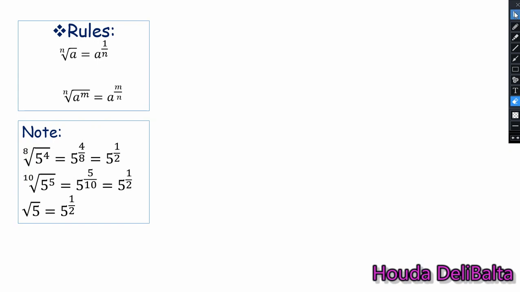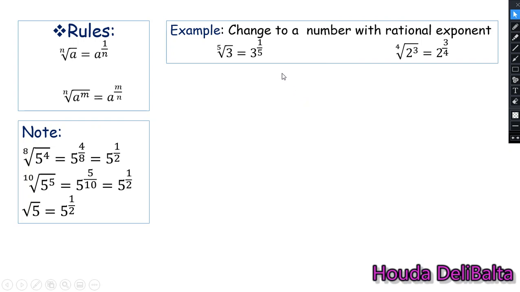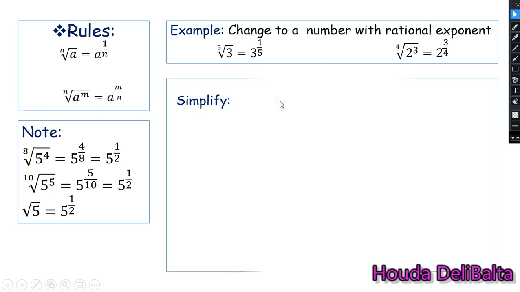Now, finally, here are more examples. Using nth roots, we have to change to a number with rational exponent. So we have it in the form of an nth root, and we are going to change it as a number with a rational exponent. So as you see here, we have 5th root of 3, then here is 3 power 1, then it is 3 power 1 over 5. It's a very easy idea. So here 4th root of 2 cubed is indeed 2 to the power 3 over 4, and by this we change from nth roots into numbers with rational exponents.